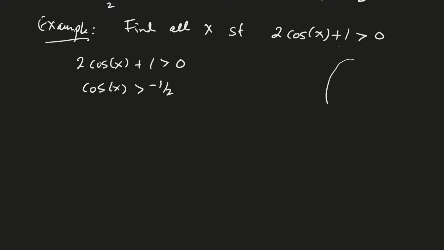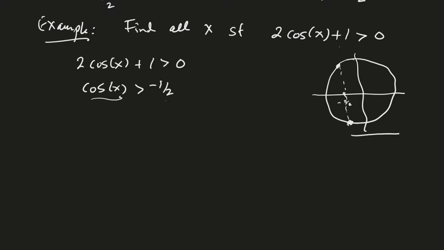So if we think about where we are on the unit circle, I need cosine of x to be greater than -1/2. So if I go over here to -1/2, right, I'm looking for points on the circle for which the x-coordinate is bigger than -1/2. So that puts me here and puts me here.